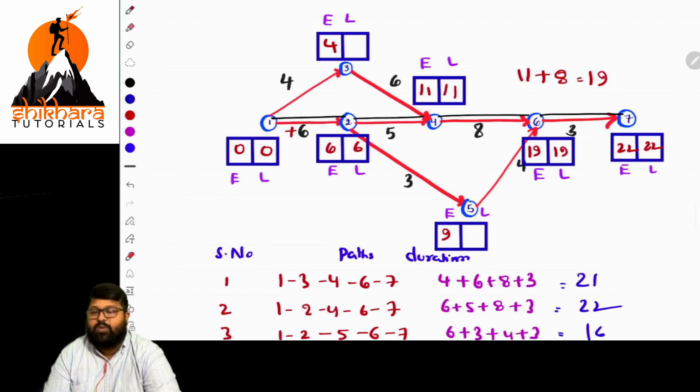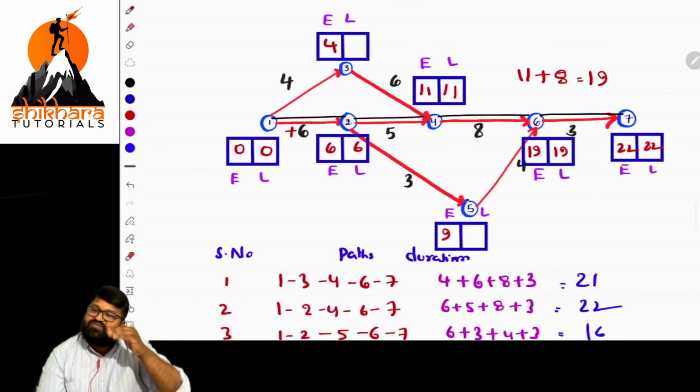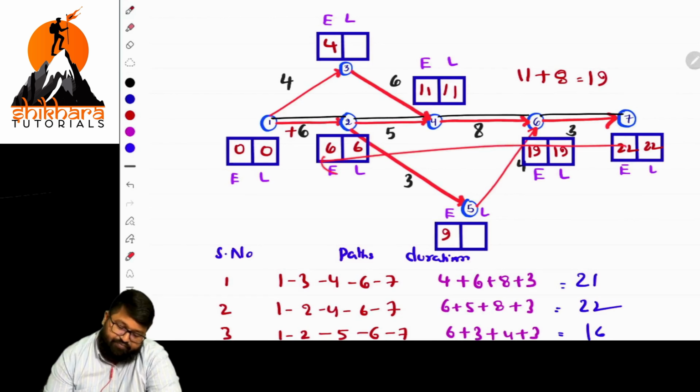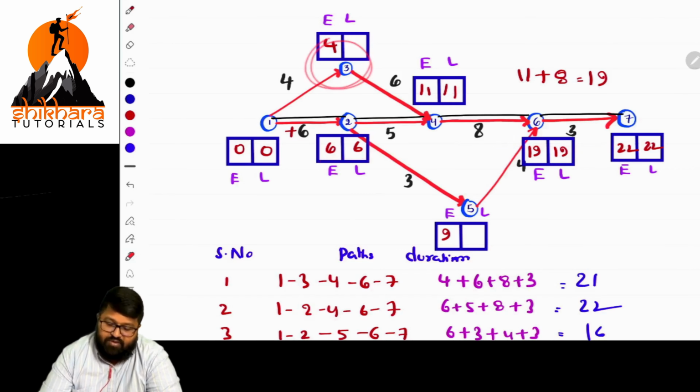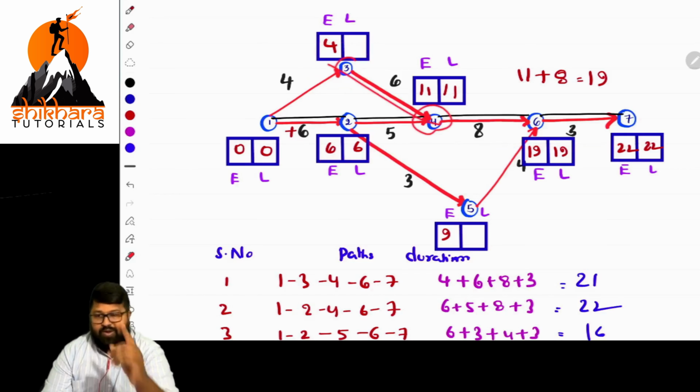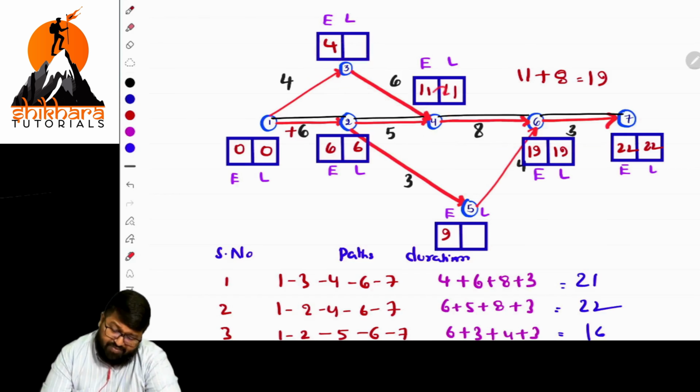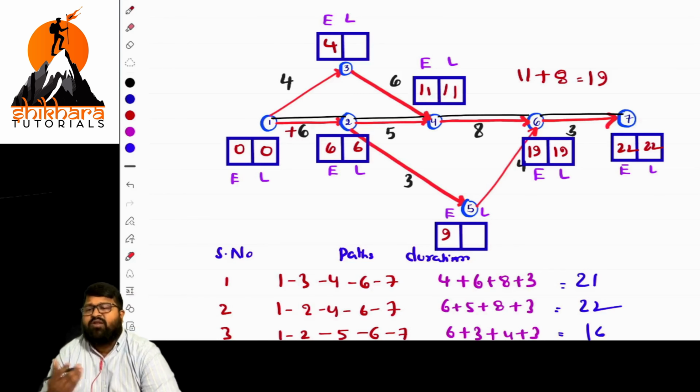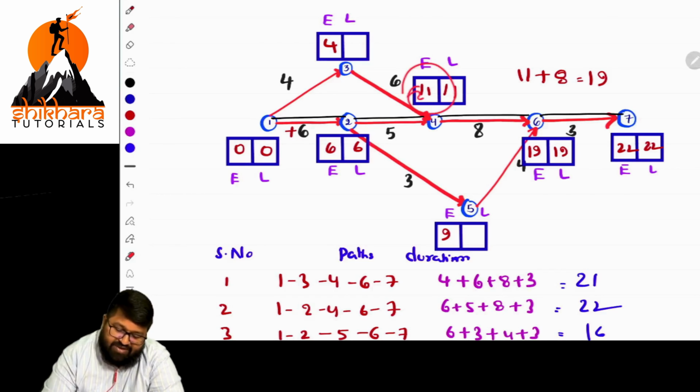Okay, what about L values? L value starts from right to left. So that is in reverse direction. When you are in reverse direction, to reach this point, any alternative path from here to left? Only one path. That is 11. When we are calculating E value, we added the duration. But when we are calculating L value, we deduct the duration. That's all. So 11 minus 6. How much is the value? 11 minus 6, that will be 5.